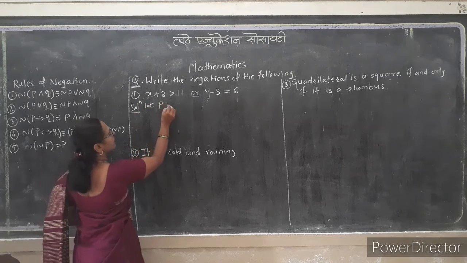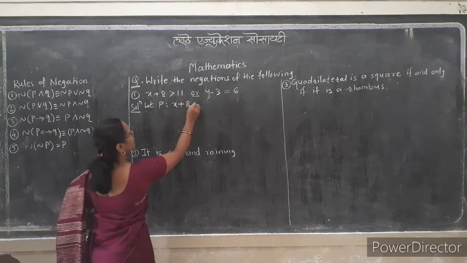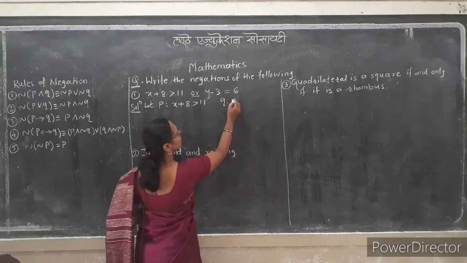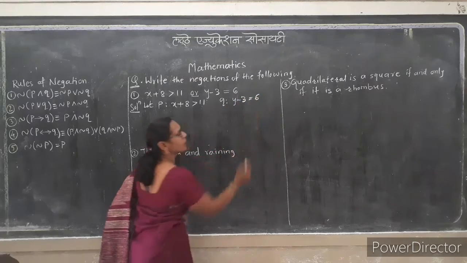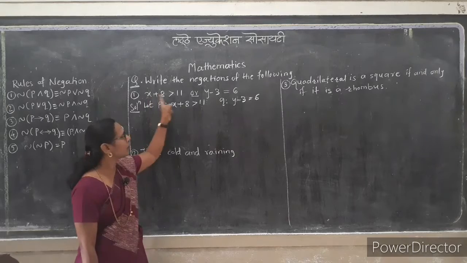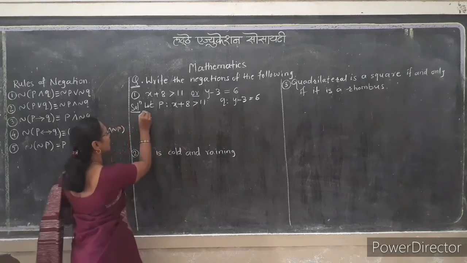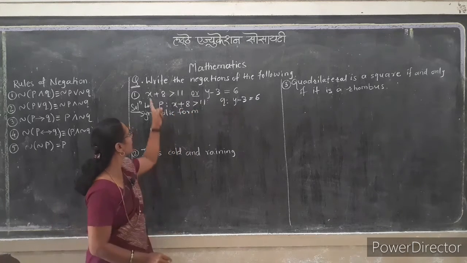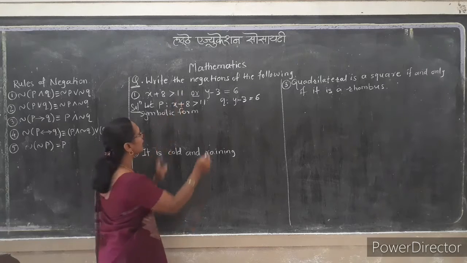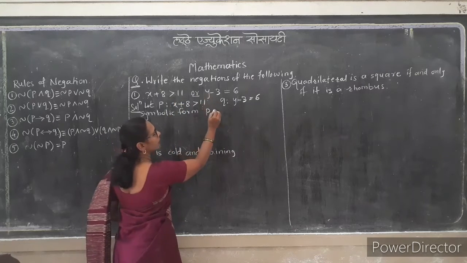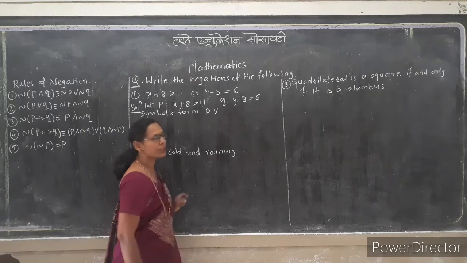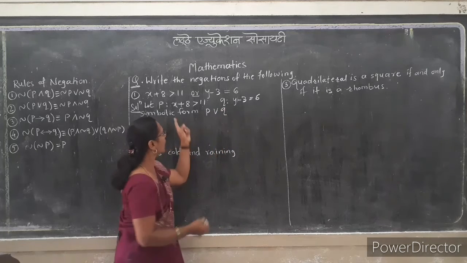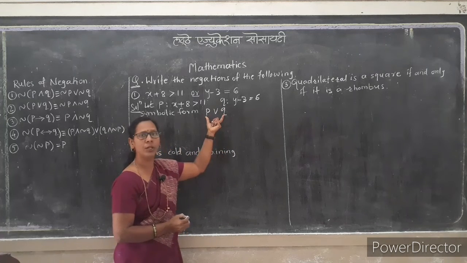Let P be the statement x plus 8 is greater than 11. The second statement is Q, y minus 3 equal to 6. Now we write the given statement in symbolic form. x plus 8 is greater than 11 is statement P, the connective is or, therefore disjunction, and the second is y minus 3 equal to 6, statement Q. Therefore, our given symbolic form is P disjunction Q.